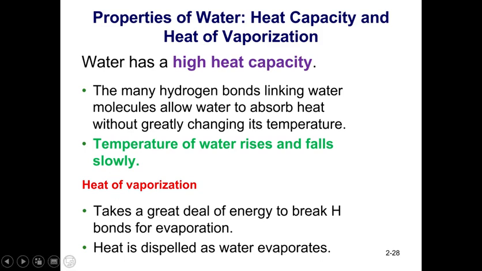The next property again is the heat of evaporation. So it takes a lot of energy again to break those hydrogen bonds in order for the water to be broken apart into gas, right? So heat is dispelled as water evaporates. If you think about leaving a water bottle in your car, right? It could be 110 degrees outside, but the water inside of that water bottle doesn't immediately evaporate, right? And that's because again, it does take a lot of energy in order for those bonds to break apart. So it doesn't evaporate as easily.